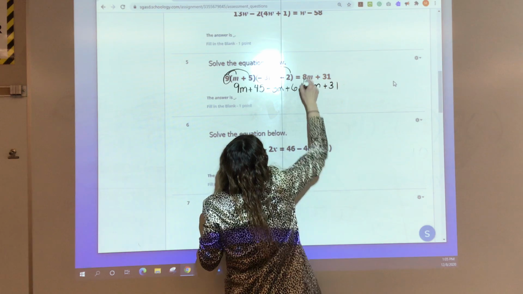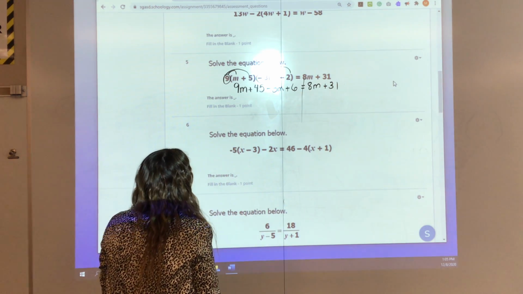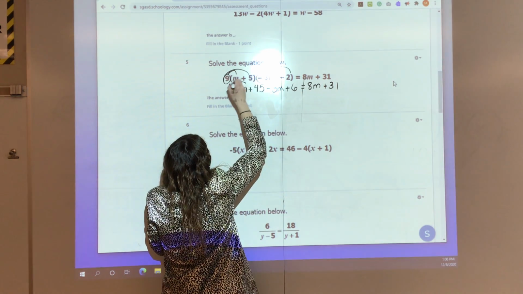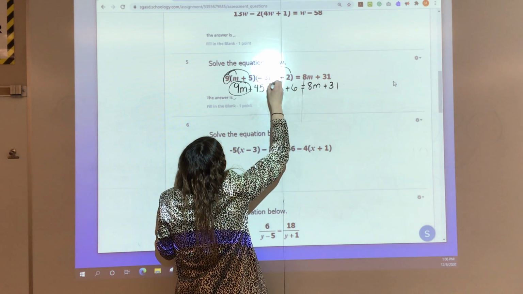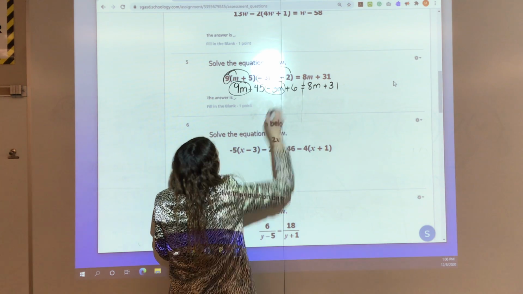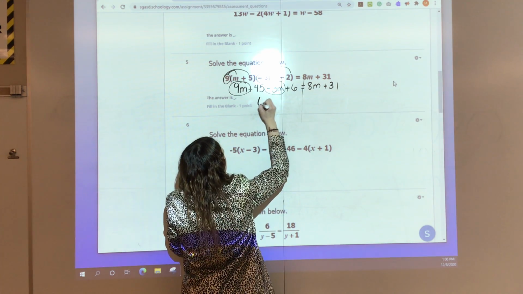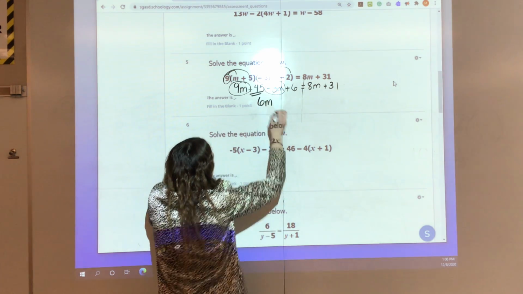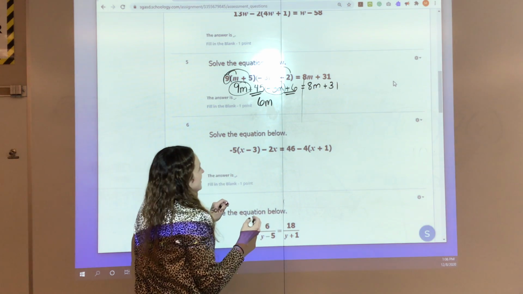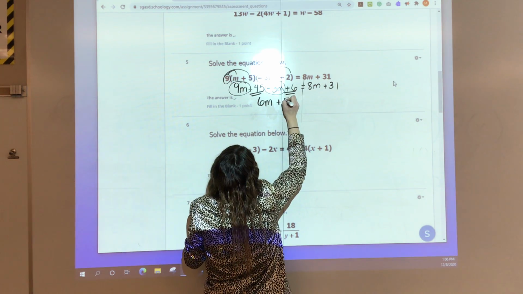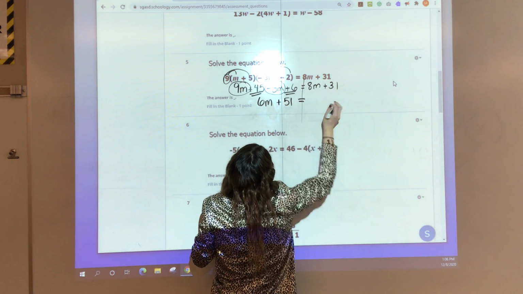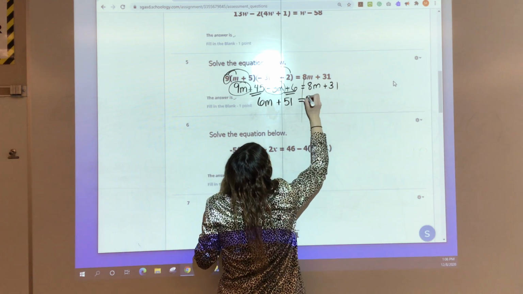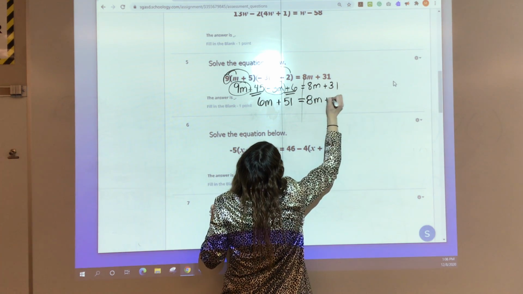Now I have two sides of the equal sign. I'm going to clean it up. So I have 9m and a -3m. So 9 minus 3 gives me 6m. Then I have 45 and 6, which together give me 51. Can't combine those because they don't both have a variable, so I'm just going to bring them down.